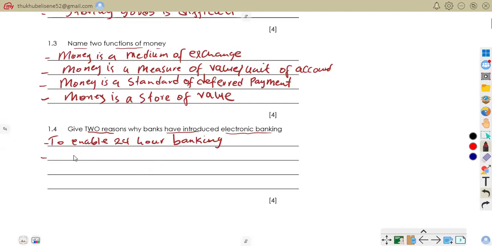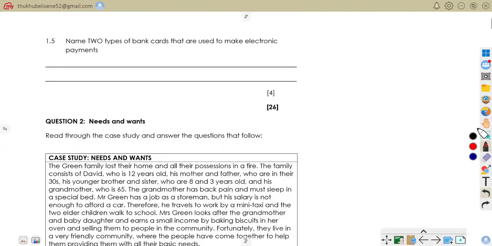Also, more secure. That's one of the reasons. It means ATMs reduce the need to carry large amounts of cash. For example, withdrawing only what you need. Also, more cost effective. Banks save money because fewer staff are needed. For example, ATMs replacing long teller lines. So that is that. Let us move on to another question, 1.5.